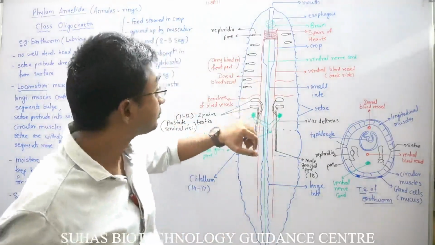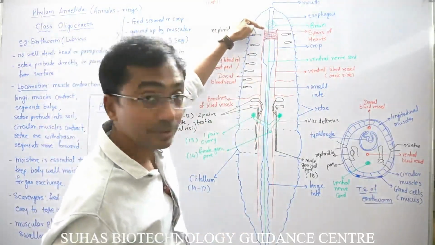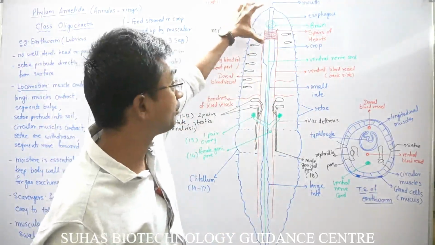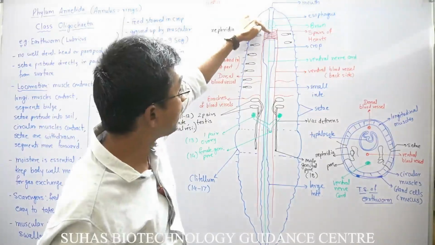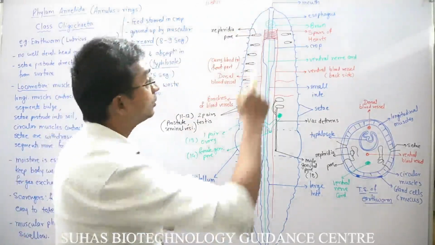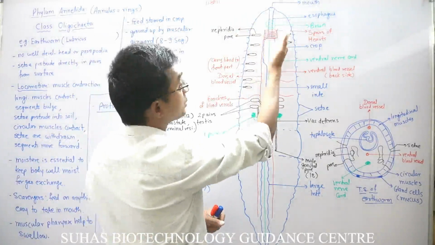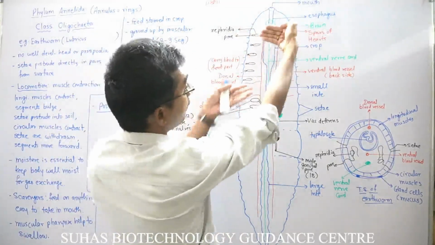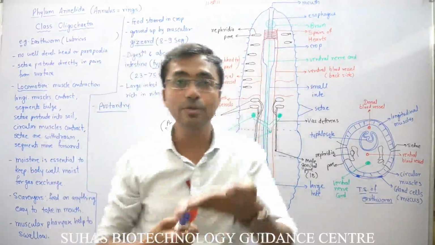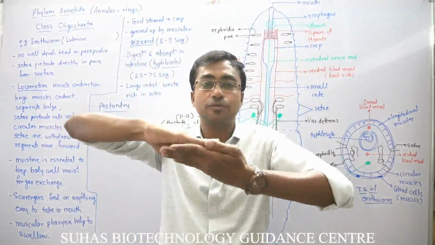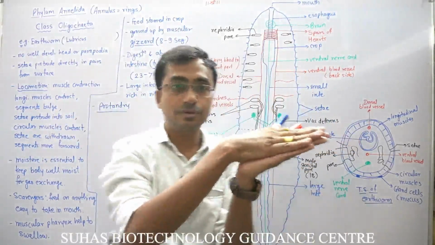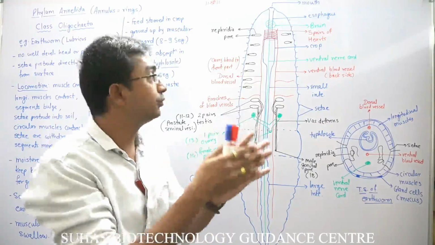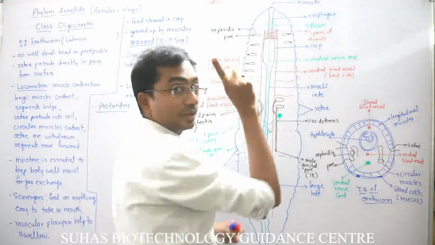Other than that, this is the heart. You can see the heart is also in the anterior part of the body, and there are 5 pairs of hearts. Here we are showing only 5, 1, 2, 3, 4, 5, but such 5 are present on the ventral side, and 5 are present on the dorsal side. So 5 and 5, such hearts are there, and all the 5 pairs of hearts are attached to each other.